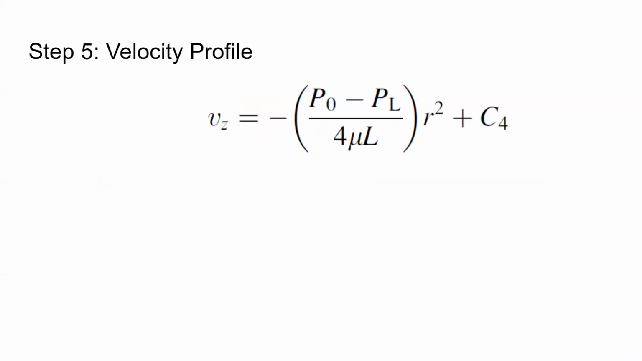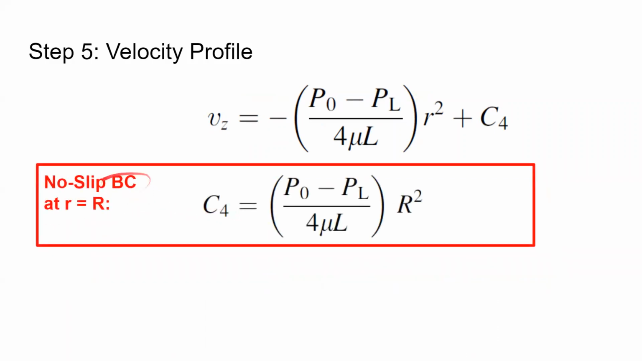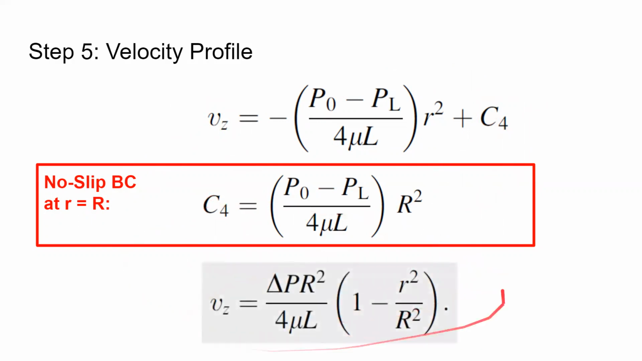Great, so what do we do with this coefficient? Well, we're going to keep going. We know that there's a no-slip boundary condition at R equals R. At the wall, we know velocity is going to be 0. So we plug in 0 here, and then we solve for C4 to get this coefficient, right? And then we plug C4 back into the expression to get our actual velocity profile right over here.